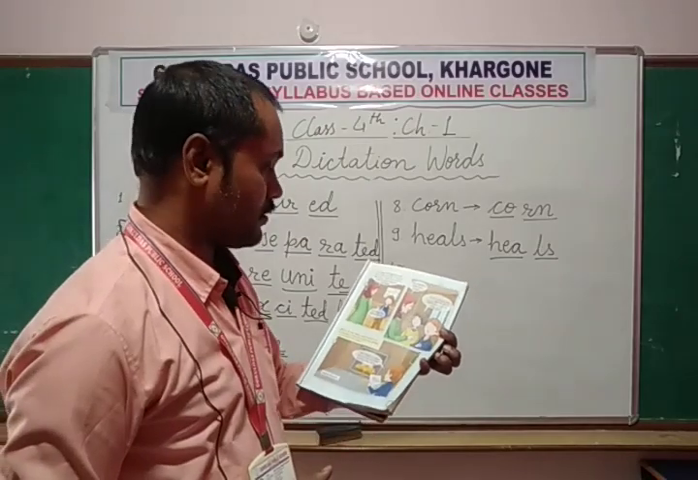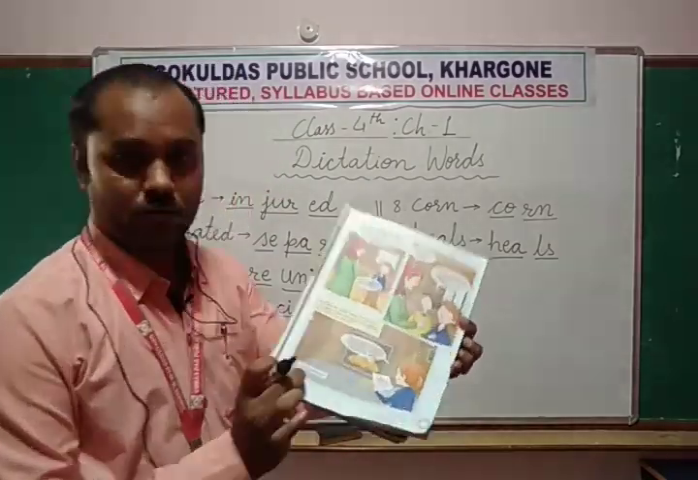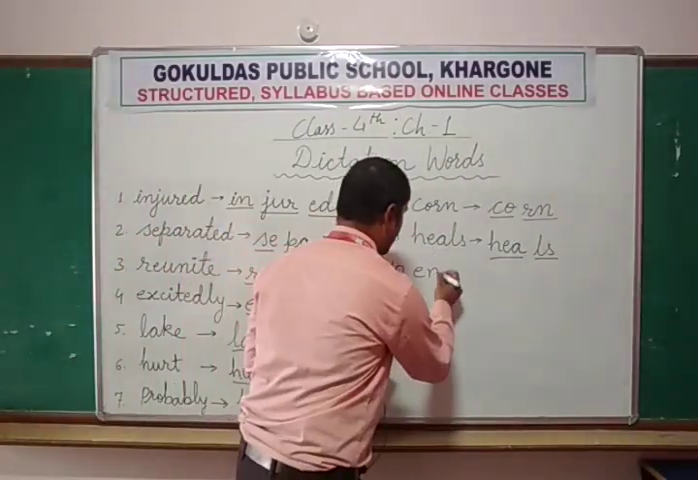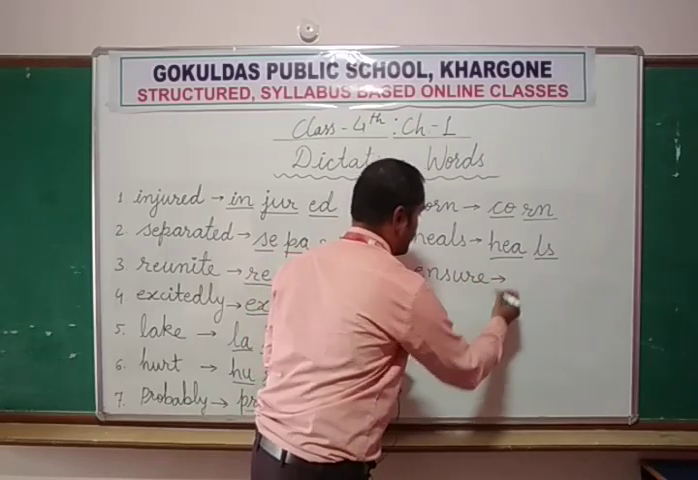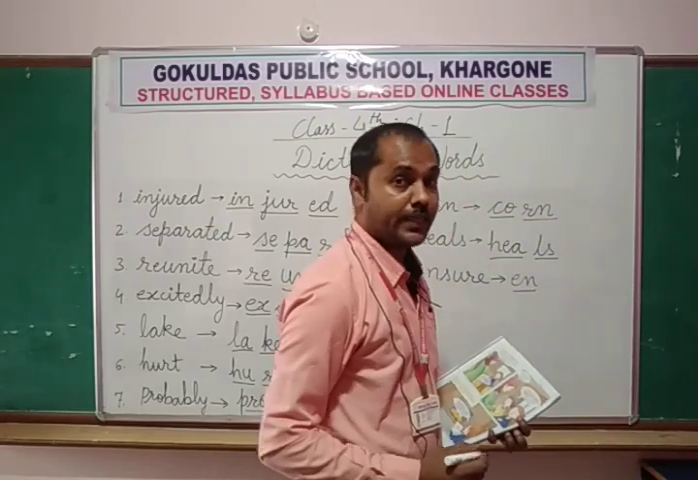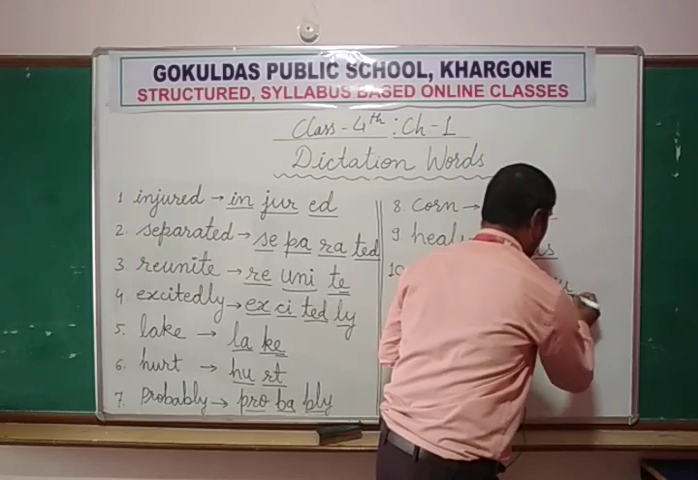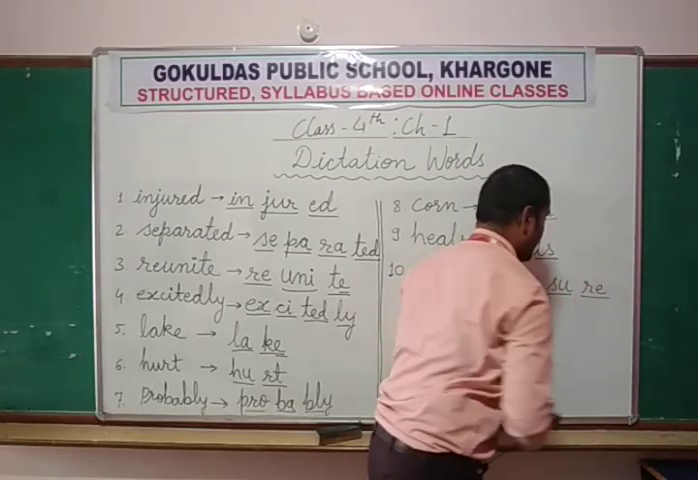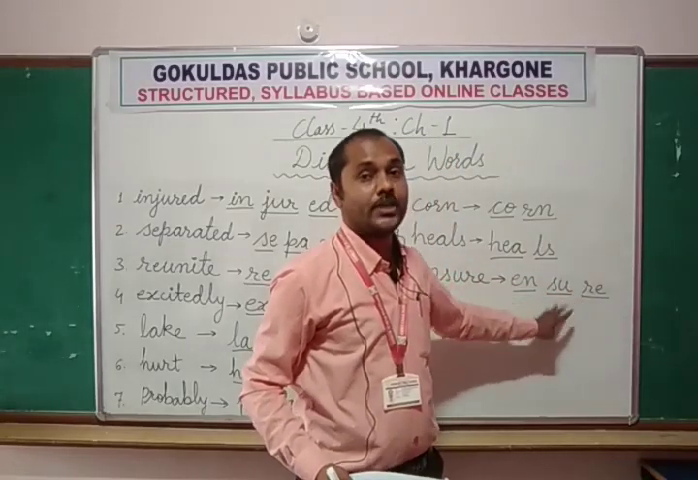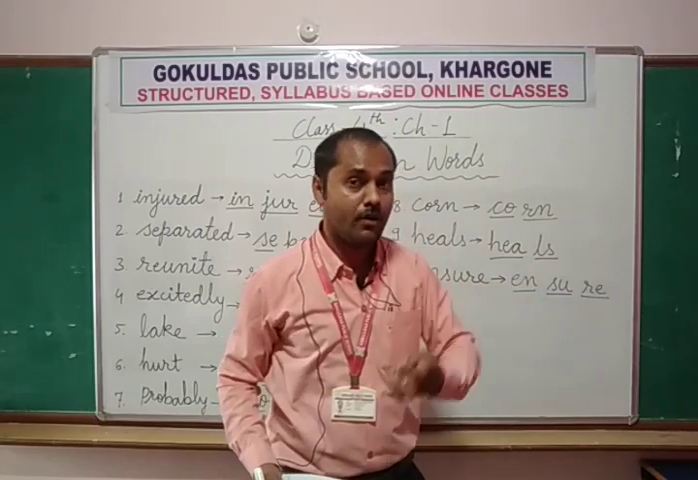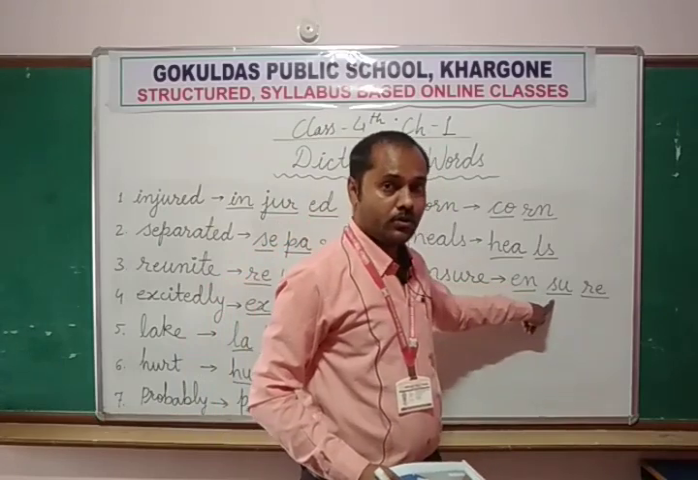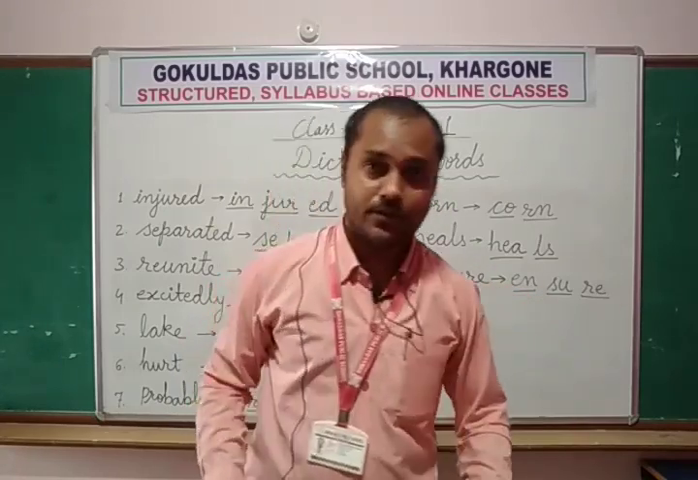Then picture number 6, insure. This word we have in the word meanings. Insure. How to pronounce it? EN, in. SU, sure. RE, sure, or to make sure. The meaning is to make sure, means confirm. I am confirming you. That is called making sure, or to insure. I am insuring you. Okay.